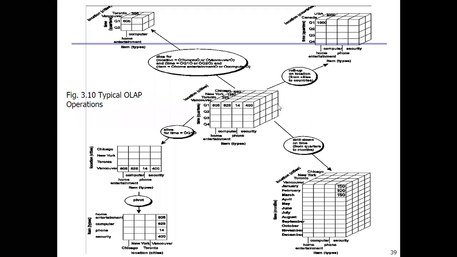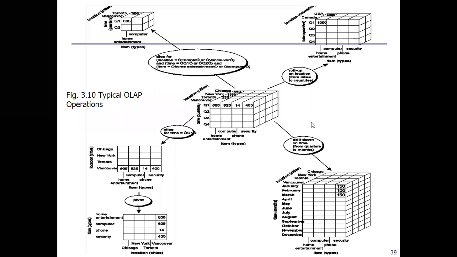What is OLAP? OLAP is a category of software. It performs complex analysis for users. Hello ma'am, is it audible? Yes, it is audible. Just speak it out. Yes, Rajesh. Ma'am, OLAP does complex analysis for users. Yes, very good. Thank you so much.